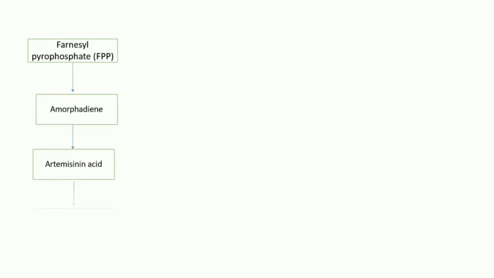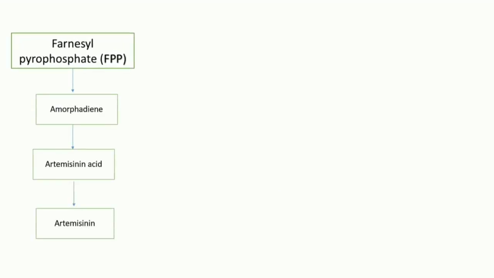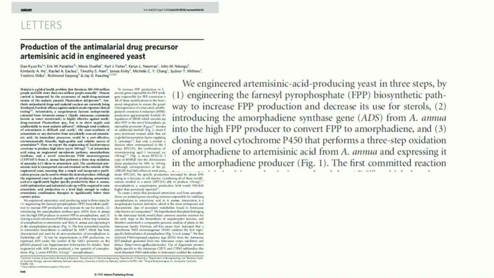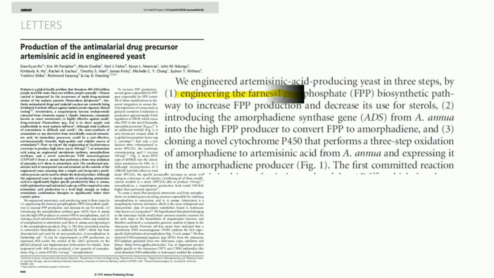In this simplified metabolic pathway, the initial precursor of artemisinin is farnesyl pyrophosphate, which is already produced by the yeast. In this research, scientists managed to engineer the metabolic pathway in three steps. First, they engineered the FPP biosynthetic pathway inside the yeast in order to increase FPP production and decrease its use by the yeast itself. Second, they introduced an ADS gene taken from the sweet wormwood plant to convert FPP to amorphadiene. And last, they introduced a second gene for cytochrome P450 that performs a three-step oxidation of amorphadiene to artemisinic acid.